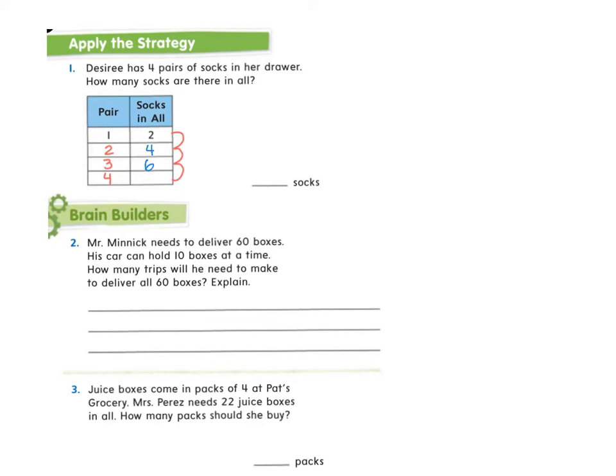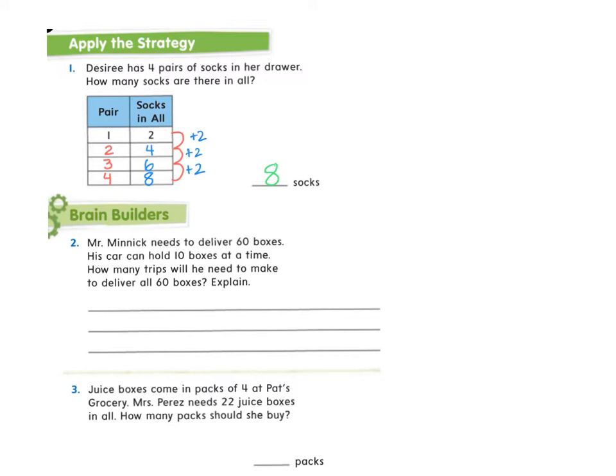4 sets of 2 socks would be 8 socks. So what's happening every time I go down this table right here? 2, 4, 6, 8. Every time I go down, I'm adding 2. I'm skip counting by 2 again. Plus 2, plus 2, plus 2. Okay, so it's a total of how many socks in 4 pairs? Total of 8 socks in 4 pairs.